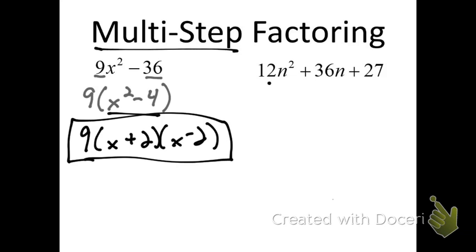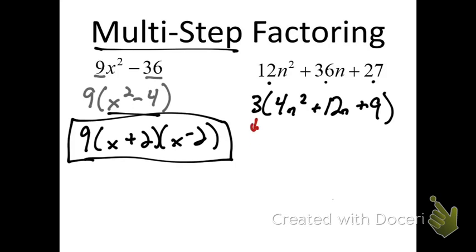Now, next up, 12, 36, and 27. They're all divisible by, I'm going to say 3. If you factor out a 3, you get 4n squared plus 12n, and then plus 9. If you hear me pausing, that's because I'm doing this problem for the first time in a year. I have no idea what I'm doing. I'm just trying to do math.